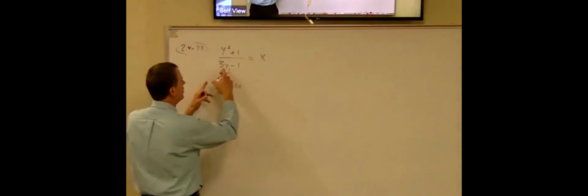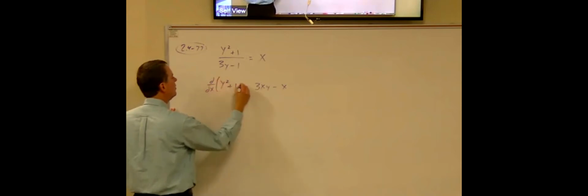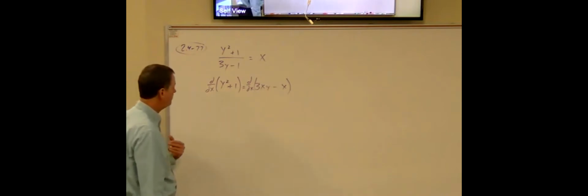So I'm going to do y squared plus 1 equals, and then if I distribute over here, I'm going to get 3xy minus x. Then I would do the derivative on both sides of this equation. So the derivative with respect to x of both sides of the equation. And now it's fairly straight up.